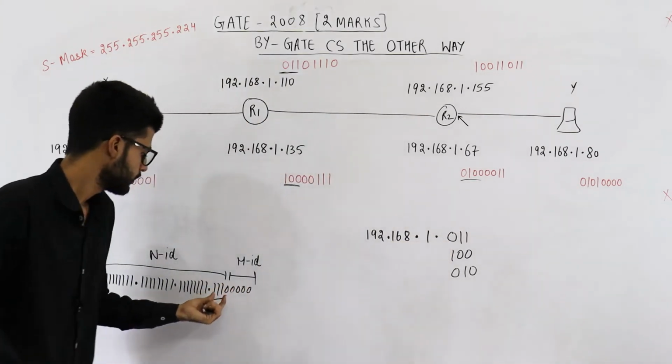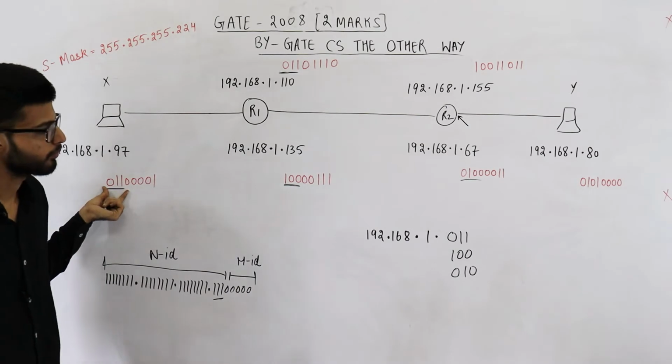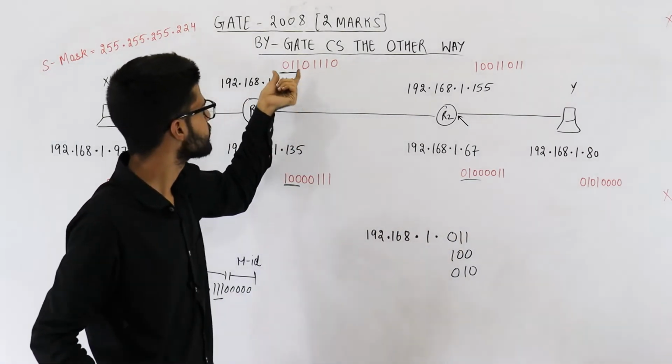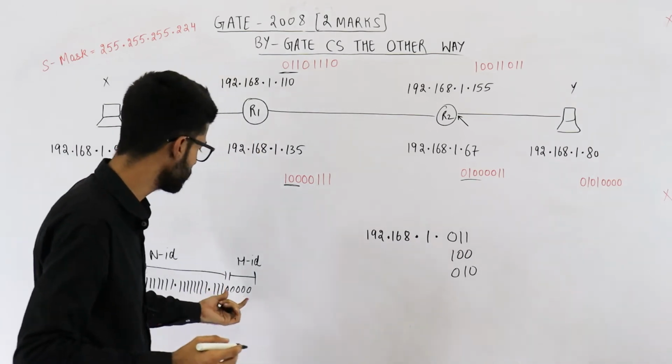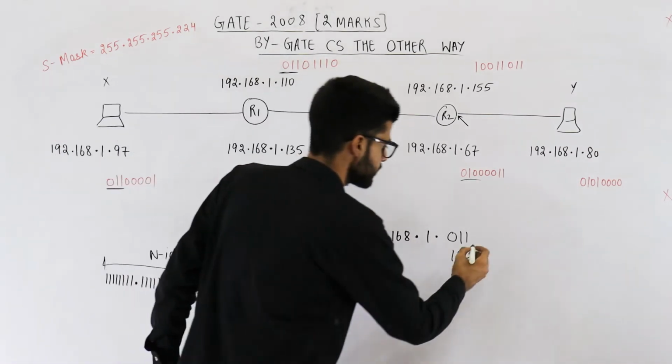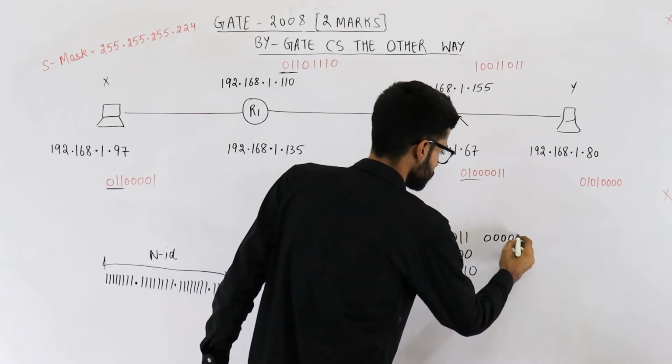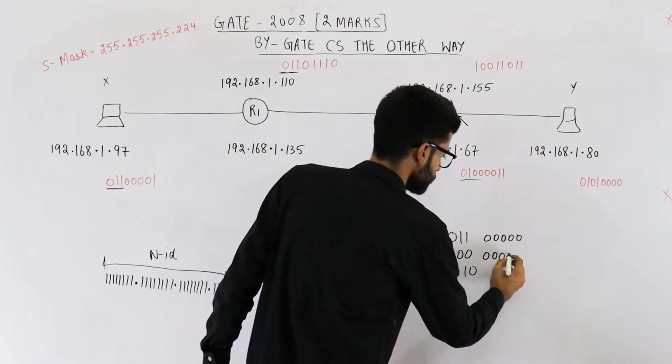192.168.1. 3 bits are 0111. Here also they are 0111. So for both of them, this is the network ID. And we have to place zeros in host ID. So I'm placing zeros. Here also zeros.